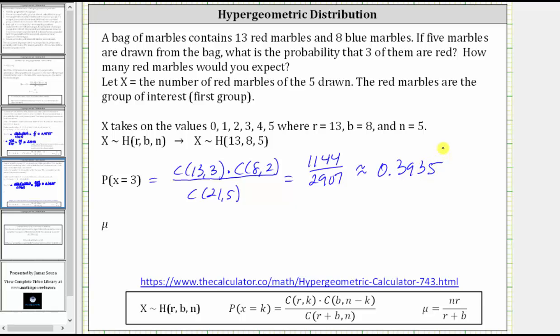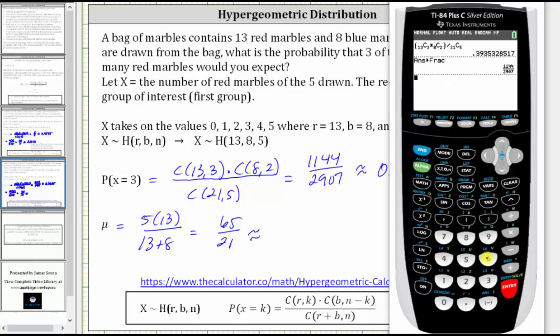To find how many red marbles we expect in general when drawing 5 marbles under these conditions, we need to find the mean. The mean is equal to n times r, which is 5 times 13, divided by r plus b, which is 13 plus 8, which gives us 65 divided by 21. And 65 divided by 21 to 4 decimal places is approximately 3.0952.